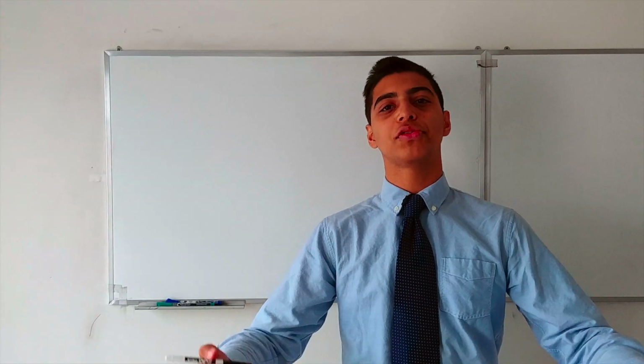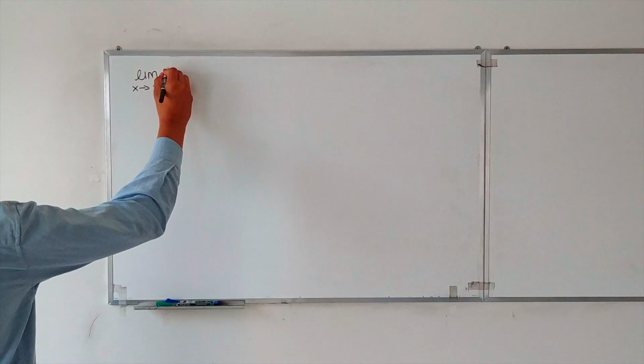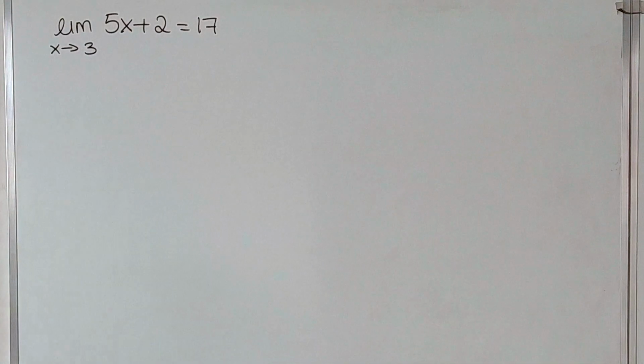So where do we actually use this definition? This definition is used only in proofs, in proving that a limit equals this. How do we prove it? Let's do an example. This is an example that we have right over here. The limit as x approaches 3 of 5x plus 2 equals 17. You can solve it pretty easily, just plug 3 into the equation. But what I want to do is actually prove this limit. Or if not prove, find a value of delta given a value of epsilon.